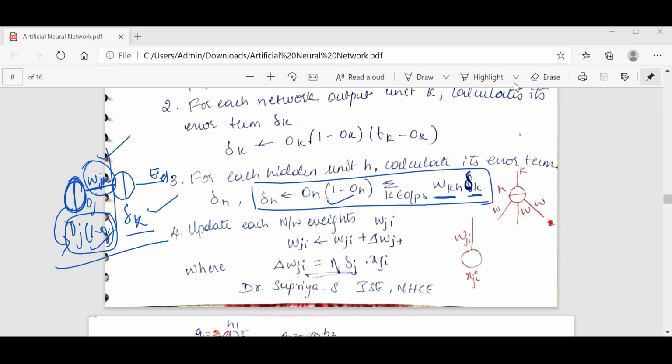Every time I have to calculate for each and every neuron, I need not write this equation. I'll just write it simply, representing it as delta H and delta K. Delta K is for the output unit, the weight vectors for the output unit. Delta H is the training rule for the hidden unit or the hidden neuron. And finally, I'll be updating the weight. So these are the three important steps that we perform when we are applying backpropagation.